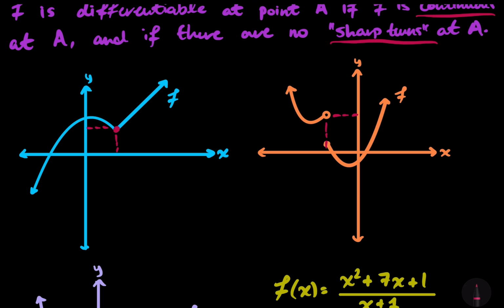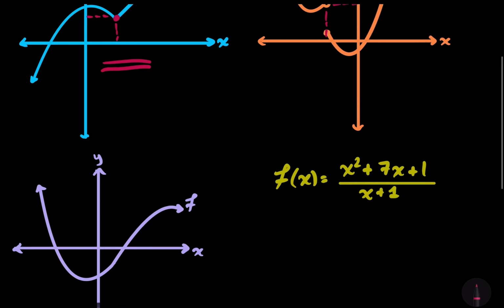But we are continuous, and it looks like there aren't any sharp turns anywhere else, and so we could say that maybe we are differentiable everywhere else. And that's a pretty interesting thing: differentiability implies continuity, but continuity does not necessarily imply differentiability, as we saw with this particular example right over here. And so it isn't a double implication.